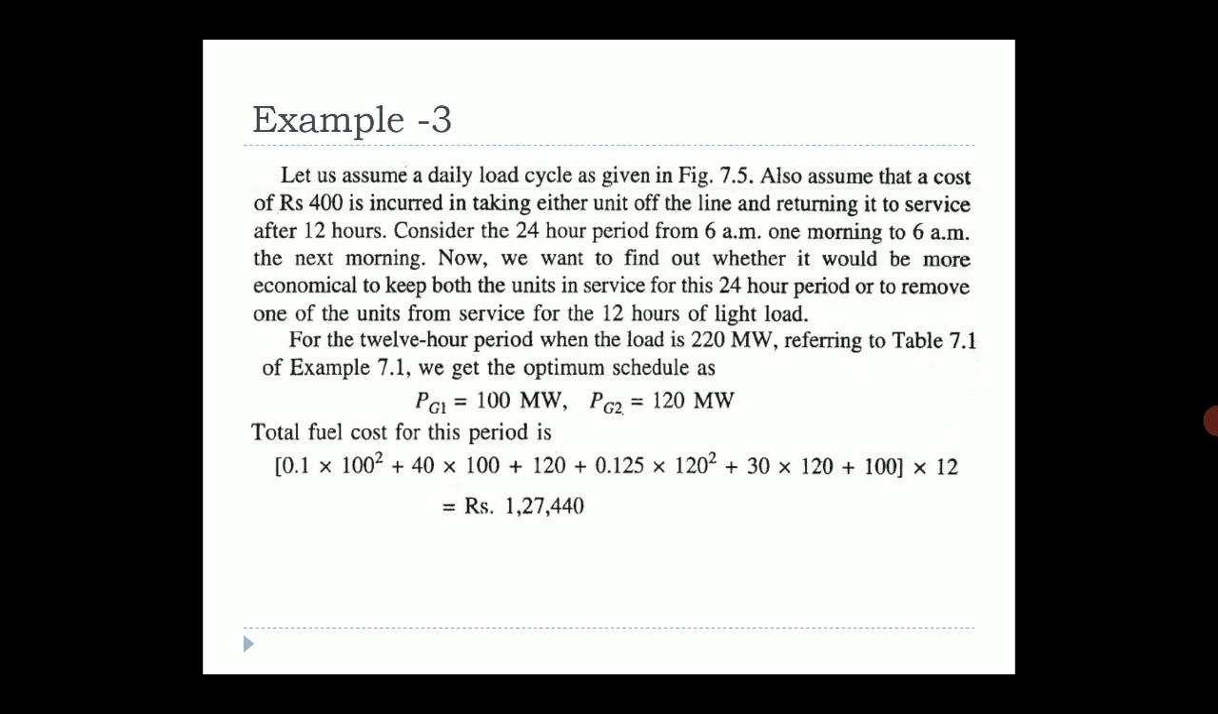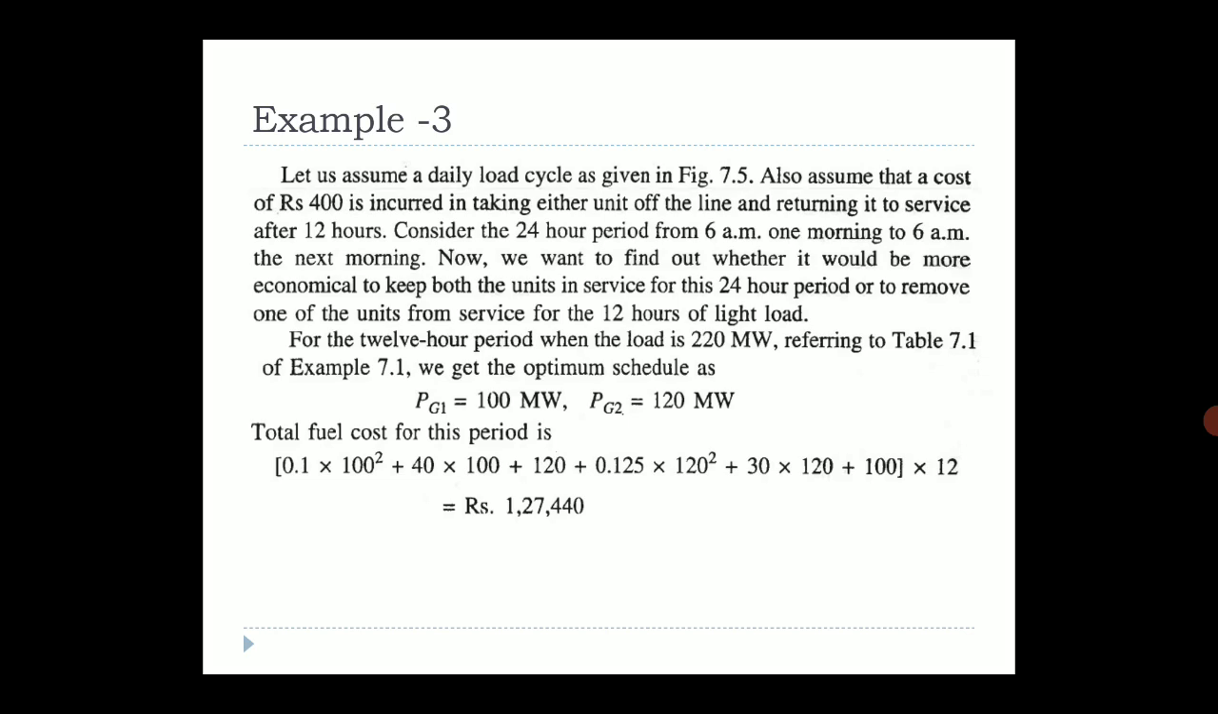Now consider the 12-hour period from 6 a.m. morning to 6 p.m. in the next morning. We want to find out whether it would be more economical to keep both units in service for this 24-hour period, or to remove one of the units from service for 12 hours of the light load. So we are comparing whether it is economical to run the two generators together, or switch off one and then run it.